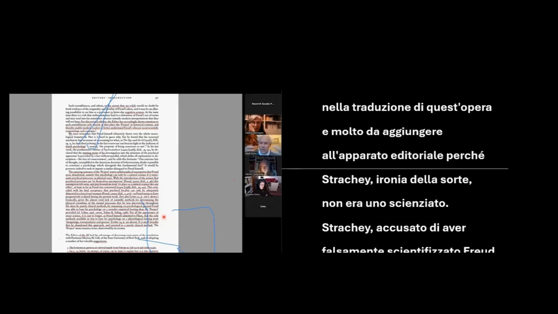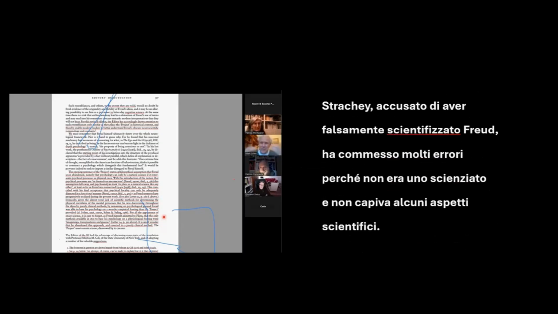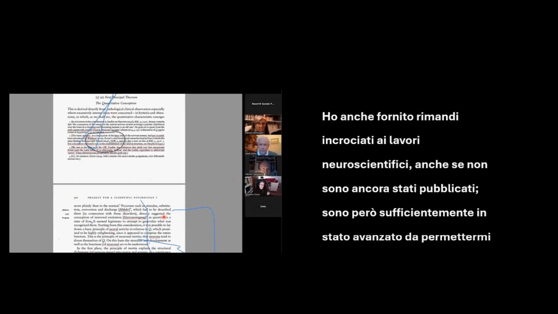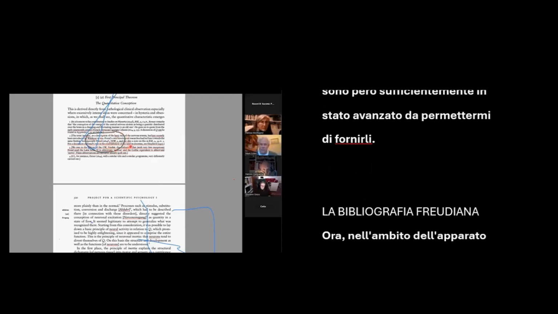the editorial apparatus because Strachey was not a scientist. Ironically, Strachey, who is accused of falsely scientizing Freud, made many errors because he was not a scientist and he didn't understand some scientific things. I also have provided cross-references to the neuroscientific works. Although they're not yet out, they are sufficiently far advanced that I was able to provide cross-references to them.